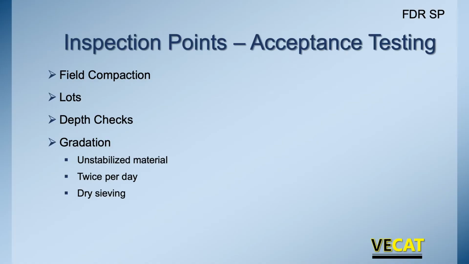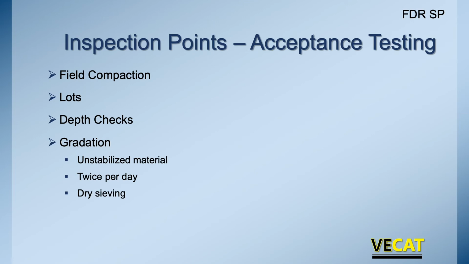So we've talked about compaction, lots, depth checks. Let's look at gradation. So what needs to be looked at in terms of gradation? We're looking at that unstabilized material, so once the reclaimer's gone through, we're going out, we're doing a quick check, dry sieving it out. Do we have any material greater than 2 inches? We're doing it at least twice per day. Again, it's a check on the gradations. That'll be submitted as part of the job mix approval process of what they're shooting for. And everything's dry sieved. We don't want to add moisture to have clumping. We don't want to add the stabilizing agent. So this is all done once the reclaimer has gone through.